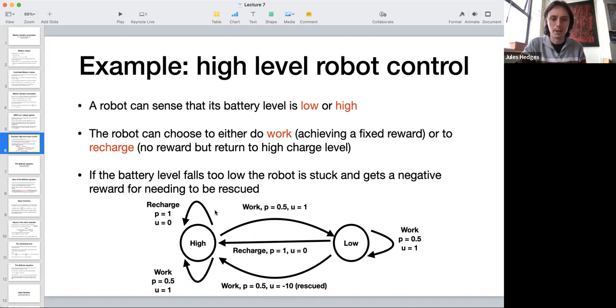So there's quite a lot of information packed into this little diagram, but this is a complete specification of a Markov decision process. A policy for the robot here would be a choice of, for each state, do we work or do we recharge? So an example of a policy would be, if you're in the high state, then work. If you're in the low state, then recharge.